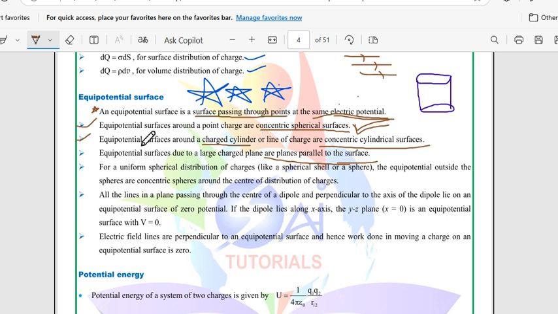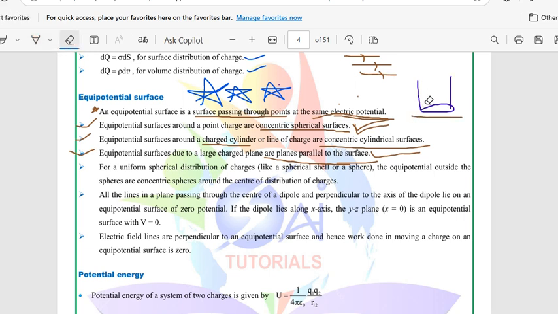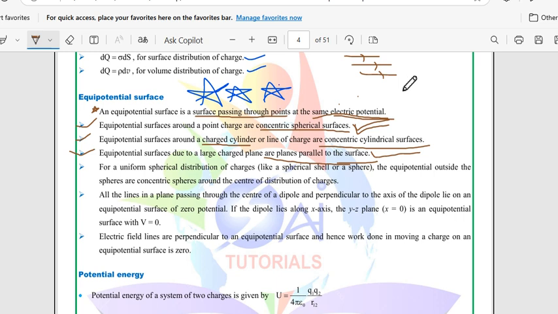Okay, let me come back. Equipotential surfaces due to a large charged plane. Large charged planes are planes parallel to the surface. If the surface is a plane like this, see, it is a plane sheet. Let us consider it a plane surface. It is a plane surface.